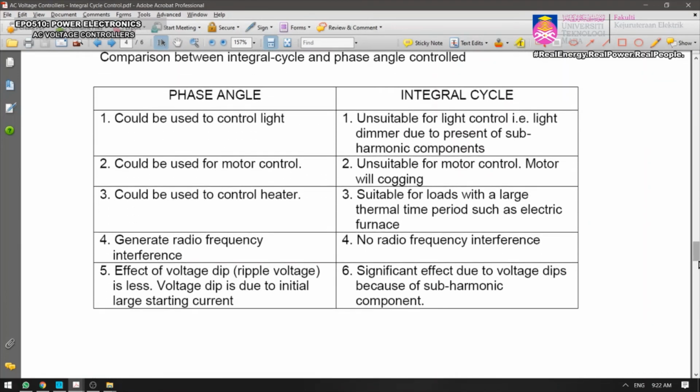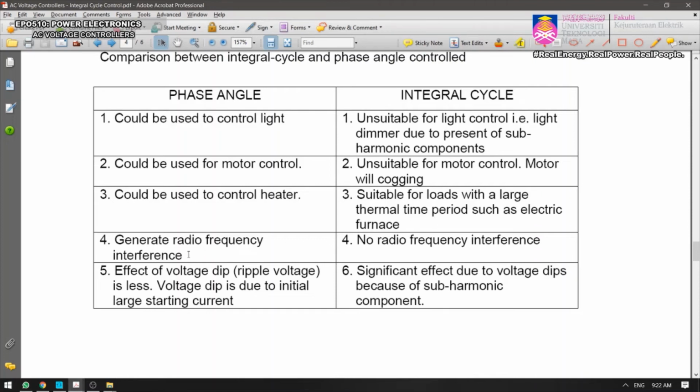And then it could be used to control heaters, suitable for loads with a large thermal time period, such as an electric furnace, isn't it? This reflects the slow frequency of the output. When we have a slow output frequency, the time period will be large. Okay? Time period will be large.